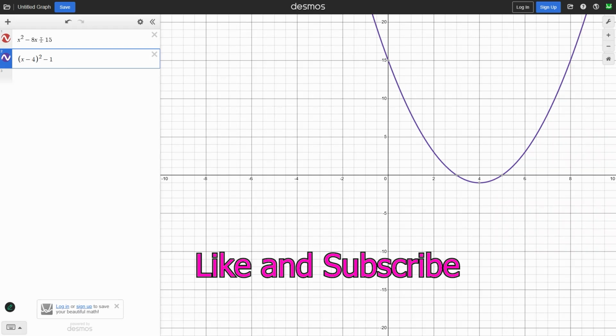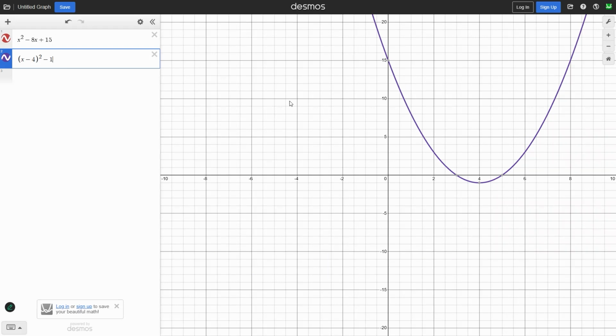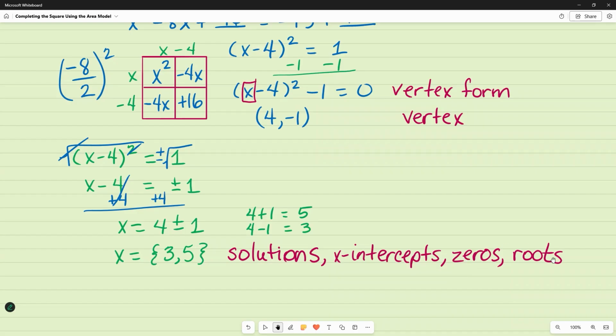That tells me that I have both the standard and vertex form of the same problem. On your x-axis, 3 and 5, they're currently written as x-intercepts. They also have other names: solutions, zeros, and roots.